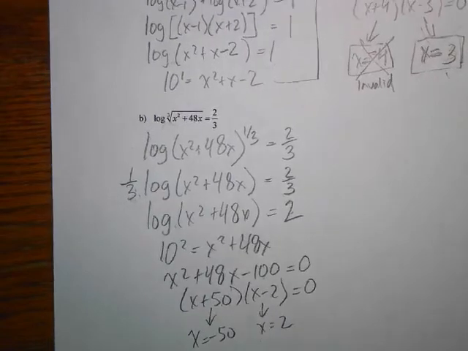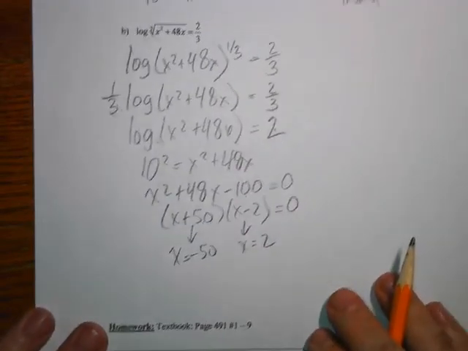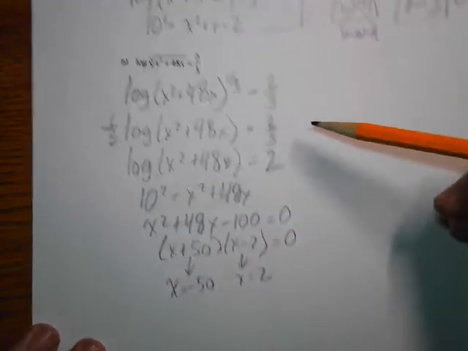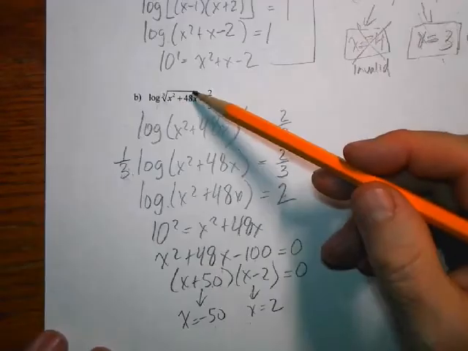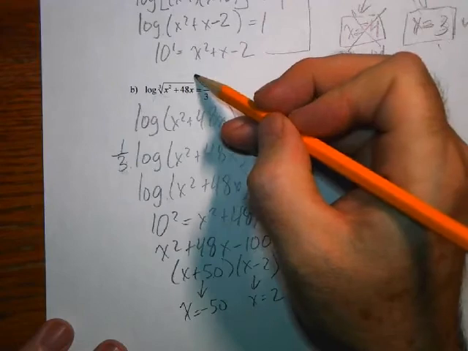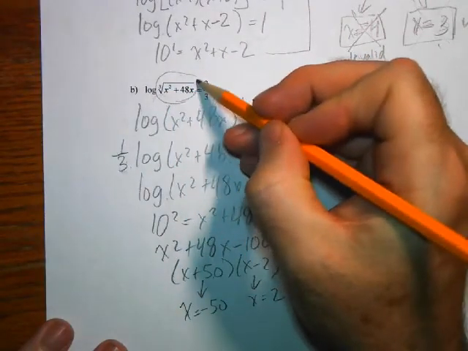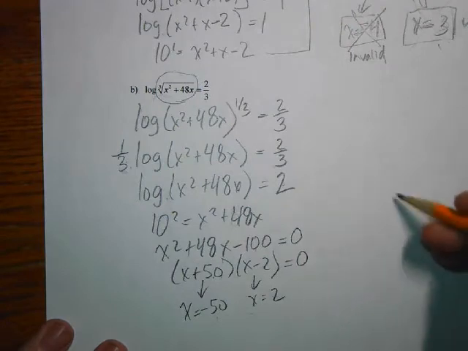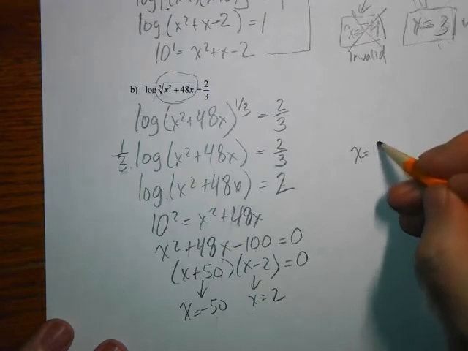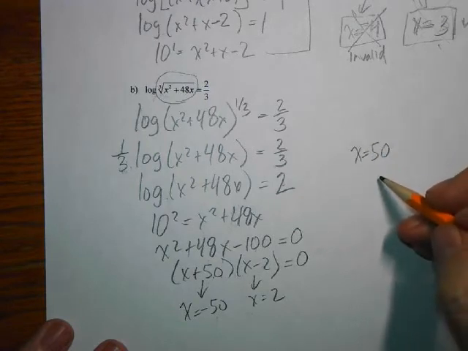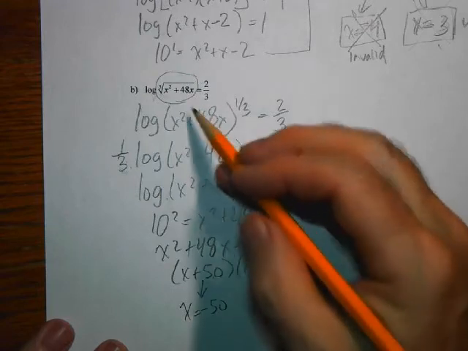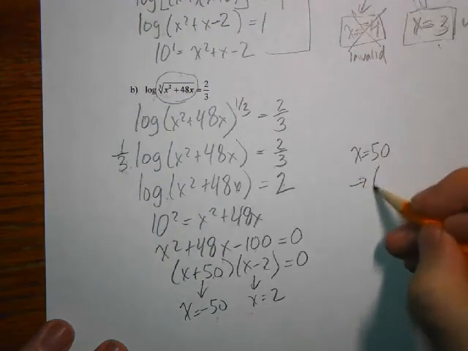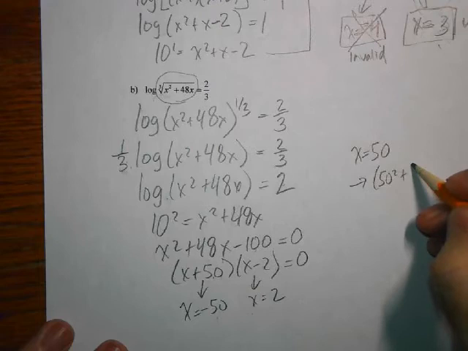Okay, now, again, we have to check to see if these are valid or extraneous. And we do that by subbing it back in to the original equation here. I want to make sure that this whole thing here is not negative when I substitute in my x. Okay, so I'll do it over here. So if x equals negative 50, I'm basically going to evaluate x squared plus 48x.